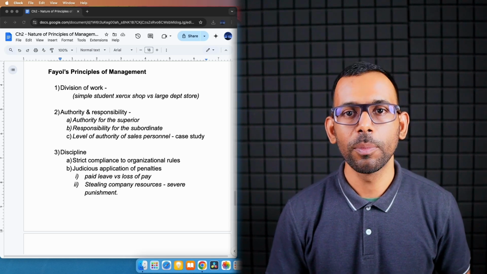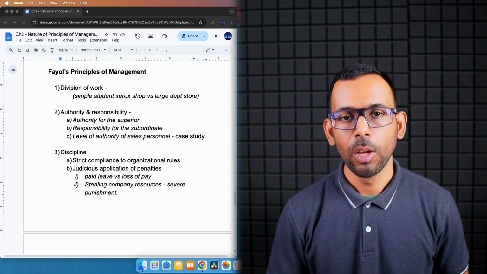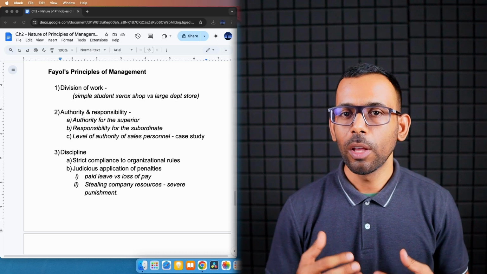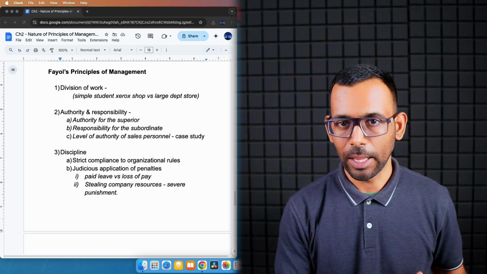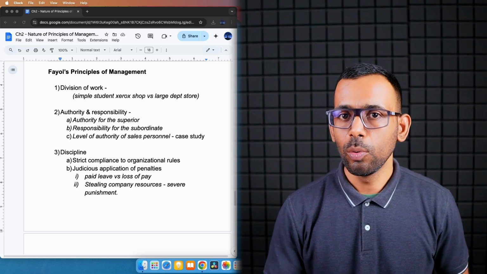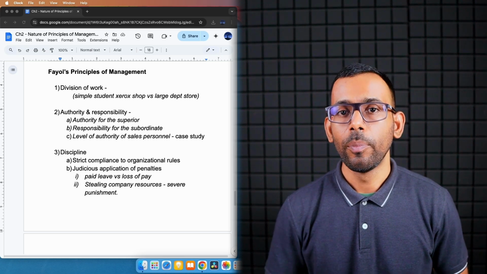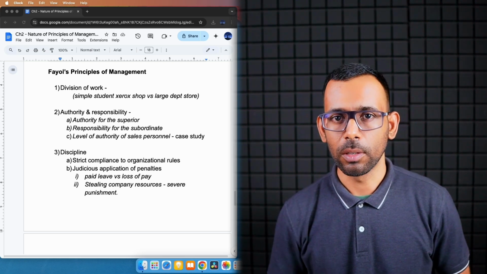So the first principle is division of work. What is division of work? You would have already seen this in your own life. You would have gone to a student Xerox shop, generally run by a single person.